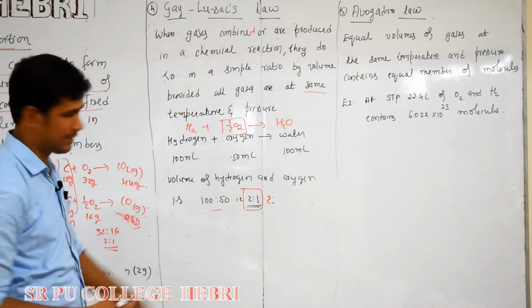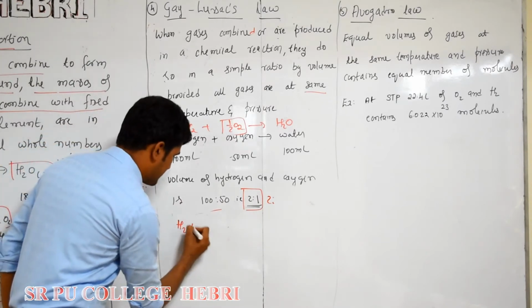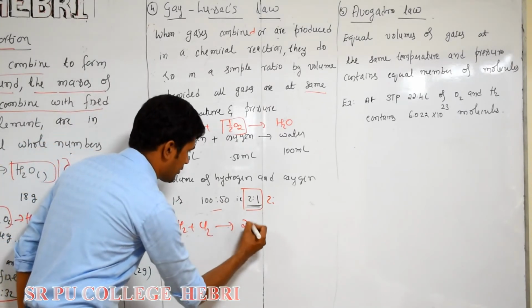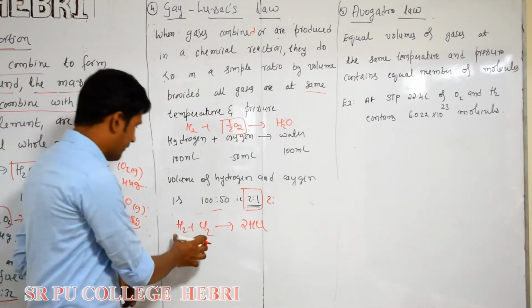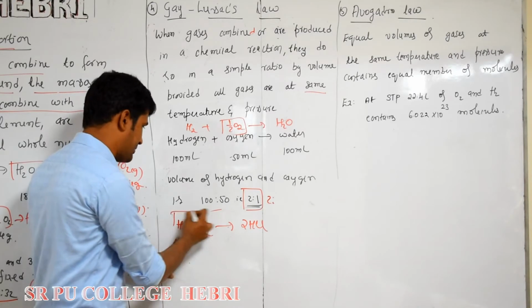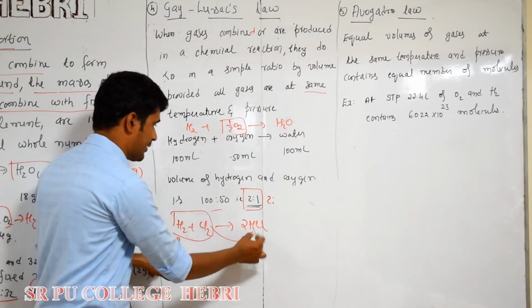Understood? So one more example. H2 plus Cl2, both are gases, which are going to produce 2 HCl. Now according to this law, when gases are combined, here H2 and Cl2 are going to combine and they produce 2 HCl.